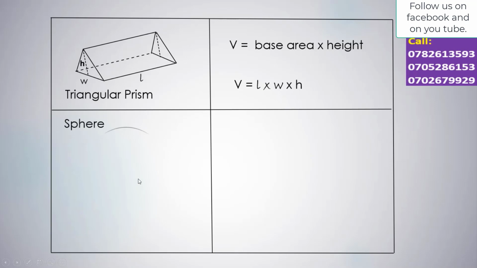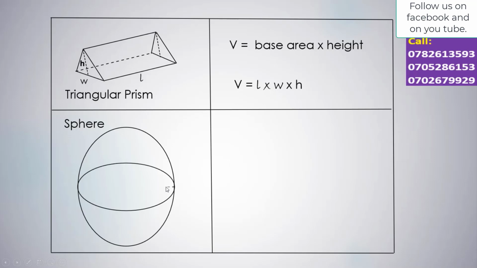And let's also look at the sphere. A sphere is something which is spherical. It's like a ball: basketball, netball, football. Those are spherical objects, and they have radius r. So the formula for volume of a sphere is given by 4/3 times pi r cubed, or simply 4/3 pi r what? Cubed. This is the formula for volume of a sphere.